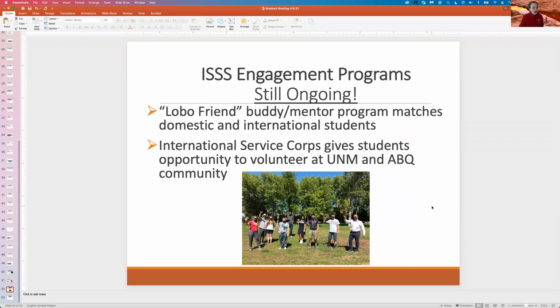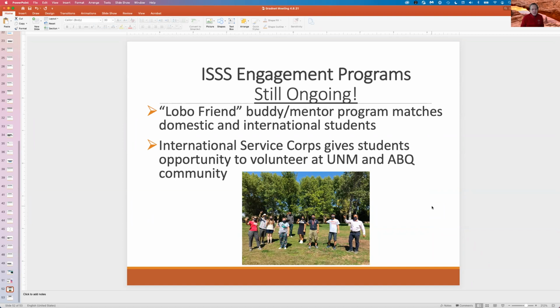We still are doing our engagement programs. These are primarily for incoming students, but we recruit current students to be the mentor. We have this program called Lobo Friend, which is a buddy program where we match an incoming person with an experienced student, either a domestic or international student. We try to recruit a lot of domestic students for friendship, so that they have sort of an experienced person that they can ask questions to and get advice from.